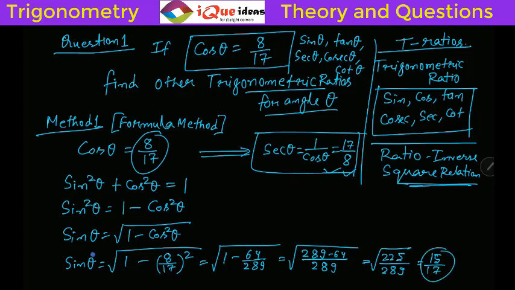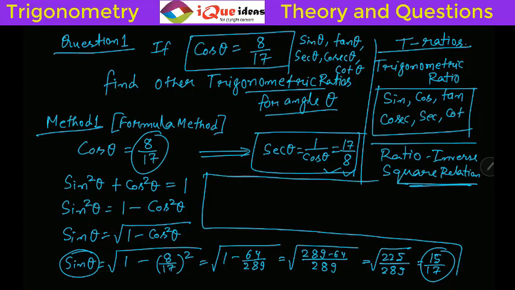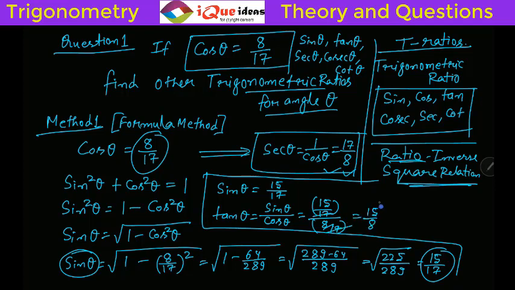So what do we get? We get the sine theta value here. So I'll use this space. We already have cos theta, that is equal to 8 by 17. We have just calculated sine theta, that is equal to 15 by 17. We also know from the ratio formula that tan theta is equal to sine theta divided by cos theta. Now here sine theta is 15 by 17 and cos theta was already given as 8 by 17. So what happens? 17 and 17 get cancelled and we'll get 15 by 8.